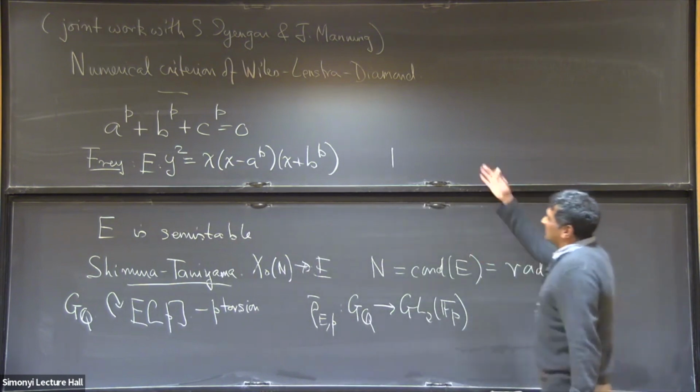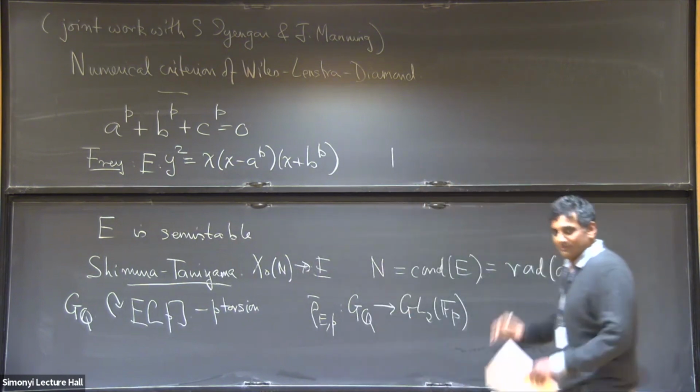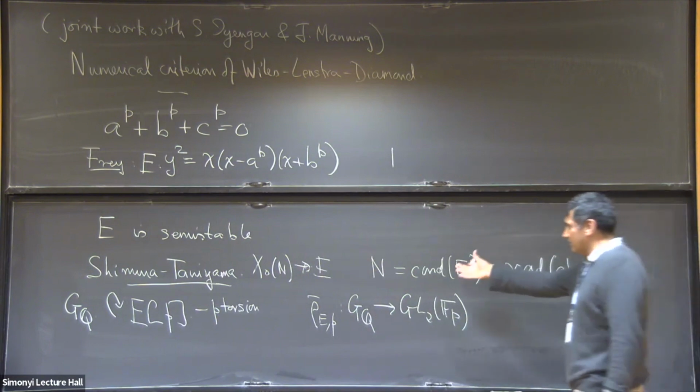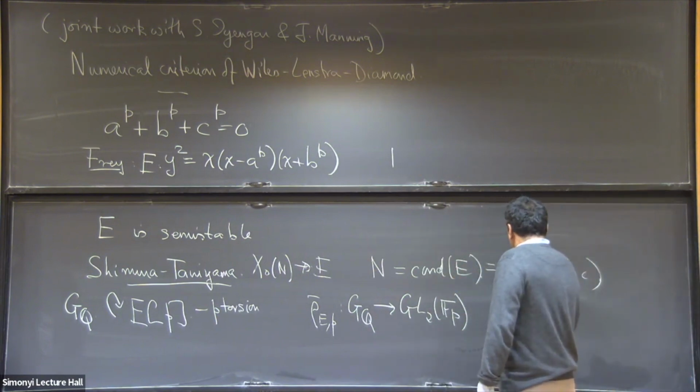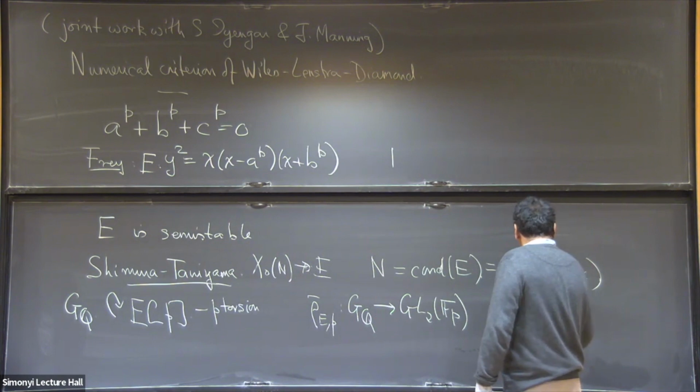And one can assume p is large enough. Again, I'm going to be pretty loose about all this kind of stuff. But with p large enough, this Galois representation by results of Mazur will be irreducible. 7 or something, I don't know.